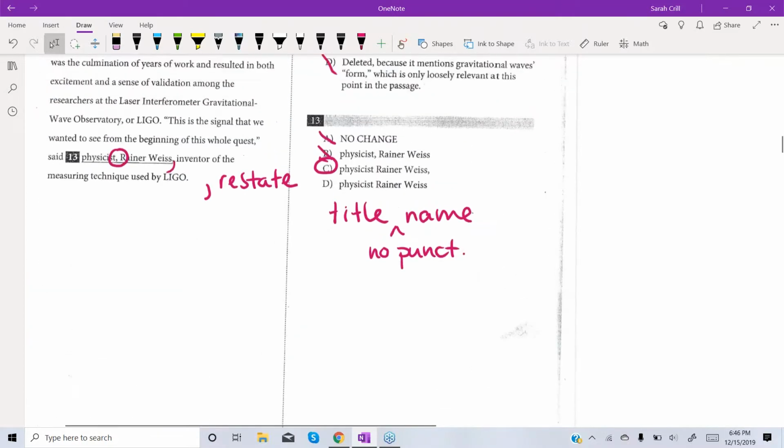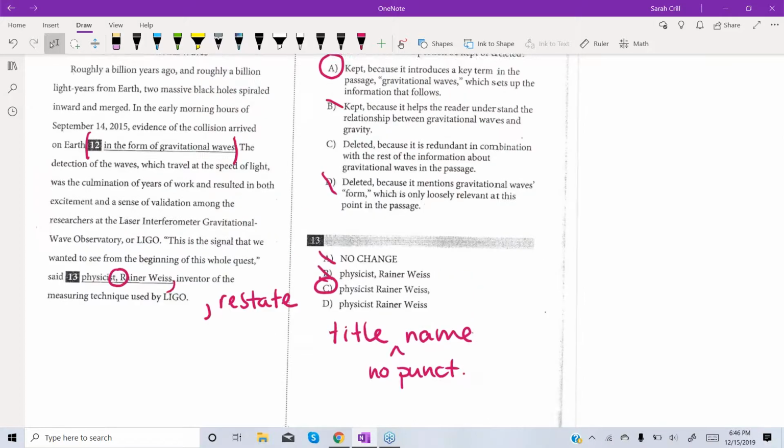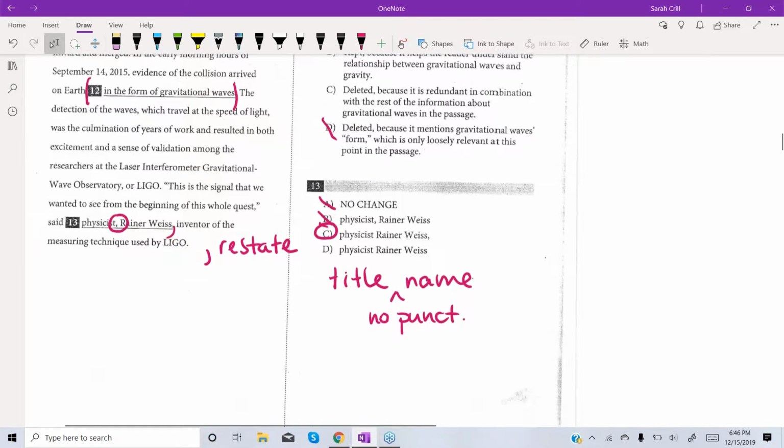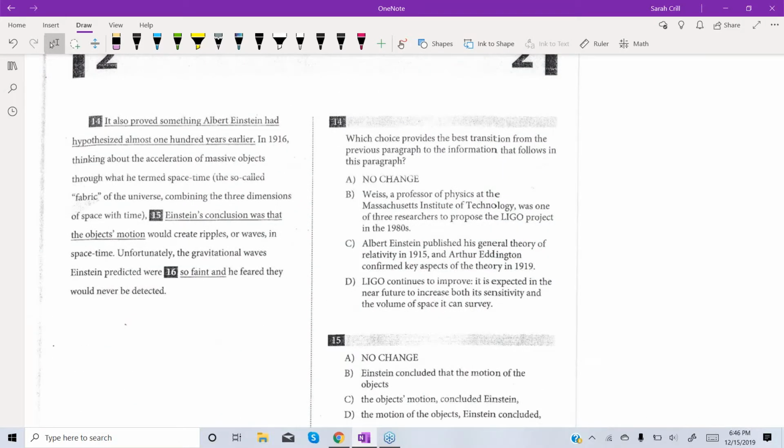So the previous paragraph was talking about gravitational waves being detected, who sort of made that happen and why it was important. And then the next paragraph, we need to figure out what they're talking about there. So let's read a little bit. In 1916, thinking about the acceleration of massive objects through what he termed space-time. He, right? So who termed that? That was actually Albert Einstein. So we probably want to introduce Albert Einstein at some point. So A is looking like a pretty good option, but let's look at B.